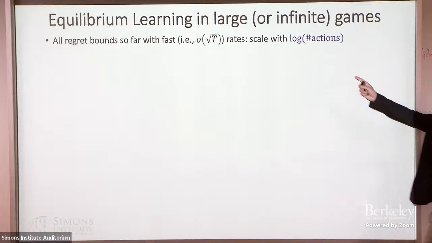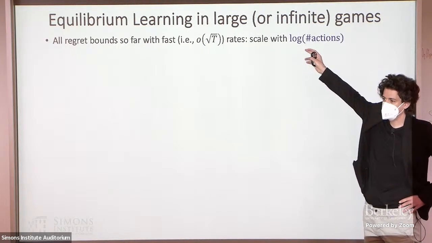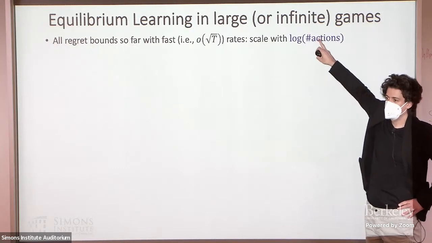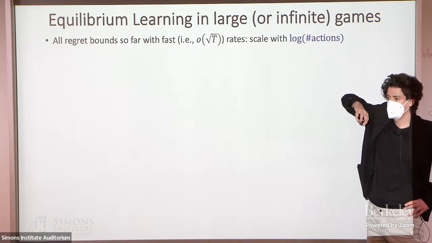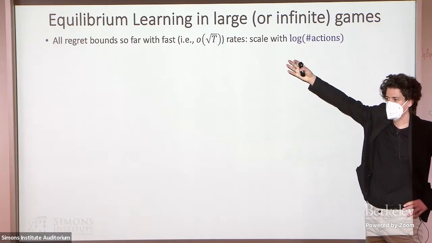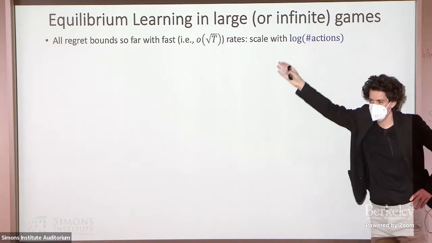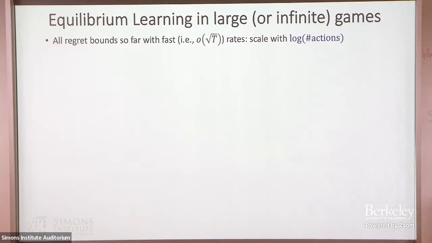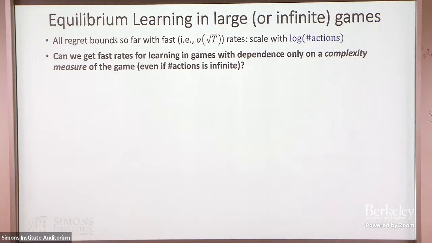Given the fact that typical rates for no-regret learning depend logarithmically on the number of actions, and now I'm thinking about infinitely many actions, I cannot just use these algorithms for that purpose. So can we get learning in games with infinitely many actions if the game has low complexity? And we have to understand what is the notion of low complexity for an infinitely large game so that equilibrium existence holds and equilibria are approachable by learning methods.